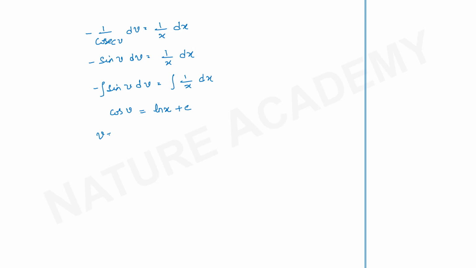plus c. Now put back v is equal to y by x. So you get cos y by x is equal to log x plus c. So this is the general solution of the given homogeneous differential equation. I hope that you understood this Bernoulli's differential equation and homogeneous differential equations, how to reduce them into linear and variable separable form respectively.